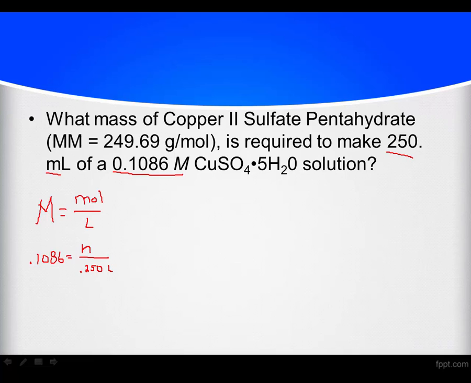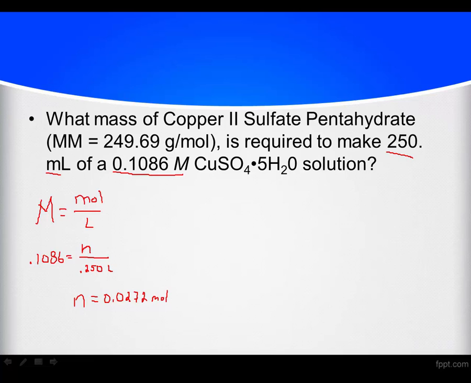We do some algebra. We solve for N. Basically, we're multiplying both sides by 0.25. And N, the number of moles, is going to wind up being 0.0272 moles. That's 3 sig figs. I think I rounded that.